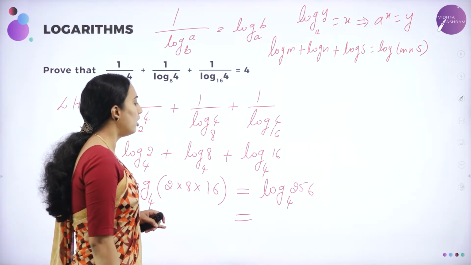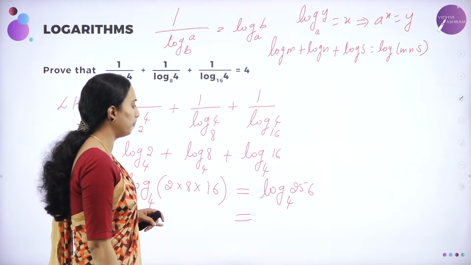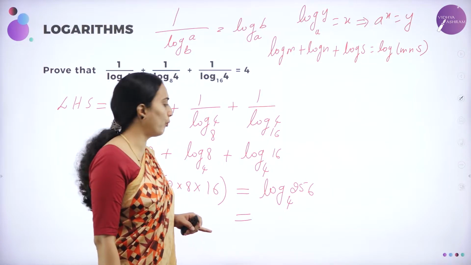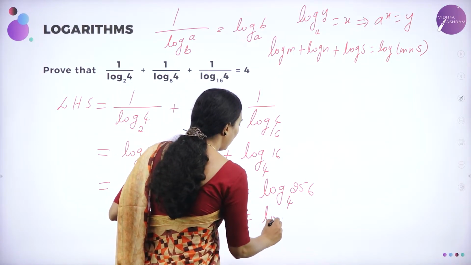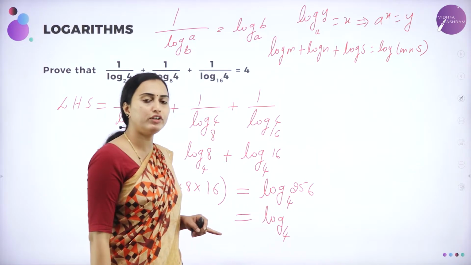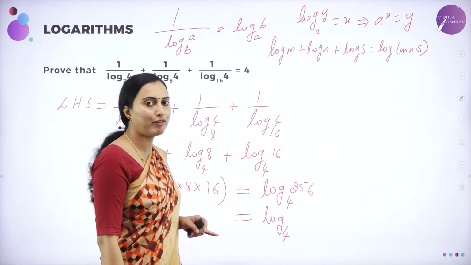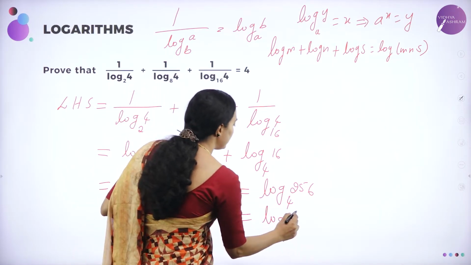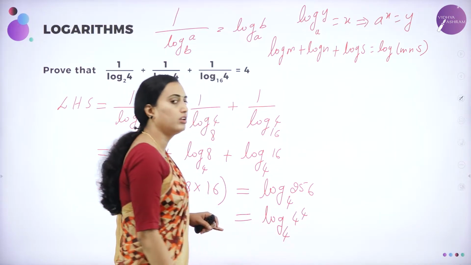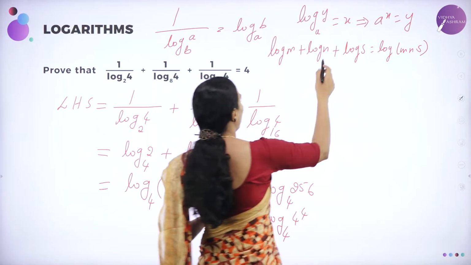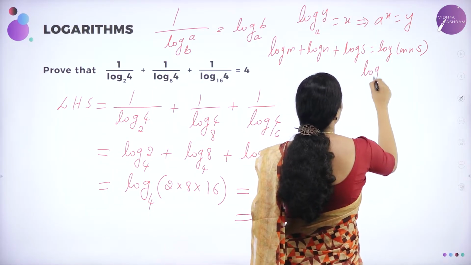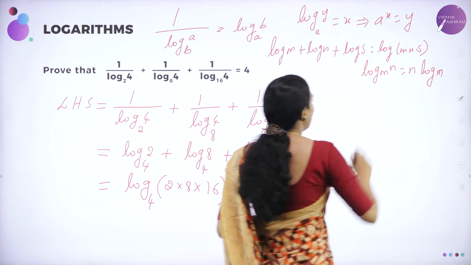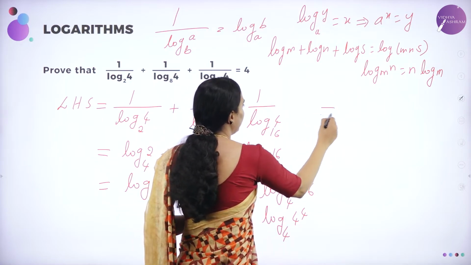So I can write log 256 to the base 4 as log to the base 4 of 256. 256 can be written as what? 4 to the power of 4, isn't it? Correct? Yes. So we can write 256 as 4 to the power of 4. So now you can use the formula also. See, log m power n can be written as n log m. So therefore, by using that, you can arrive at the result here.